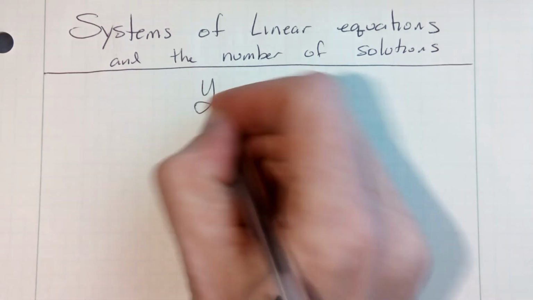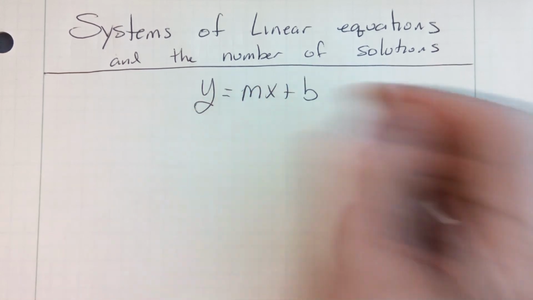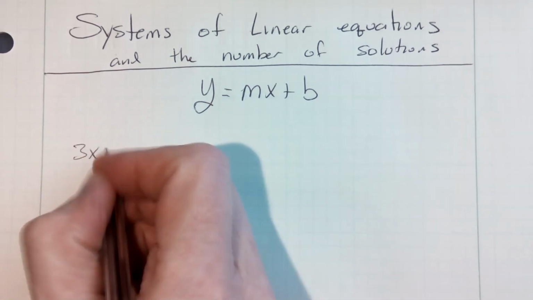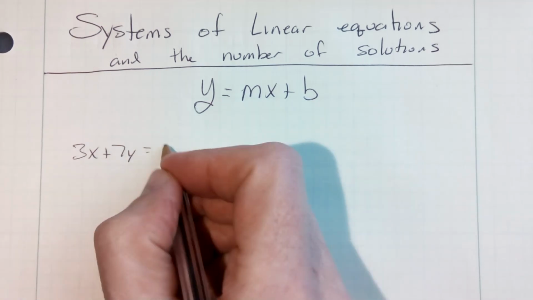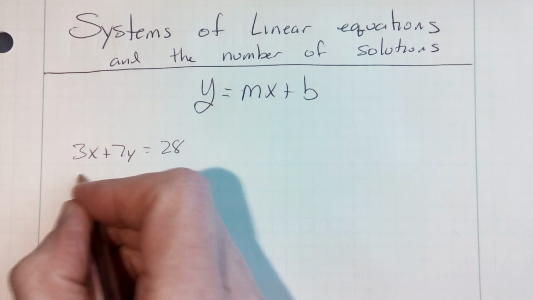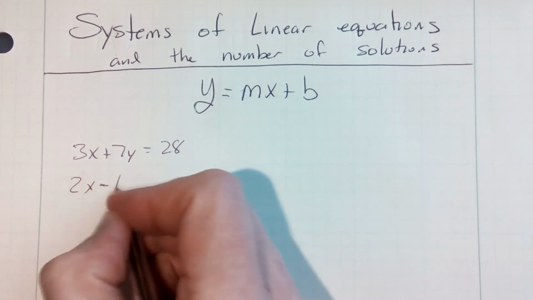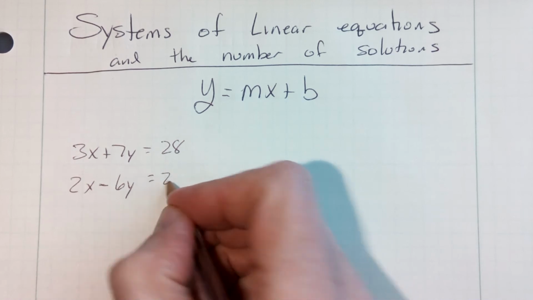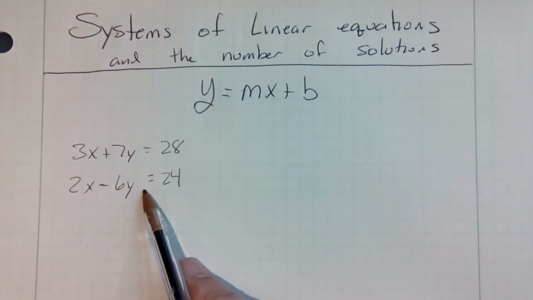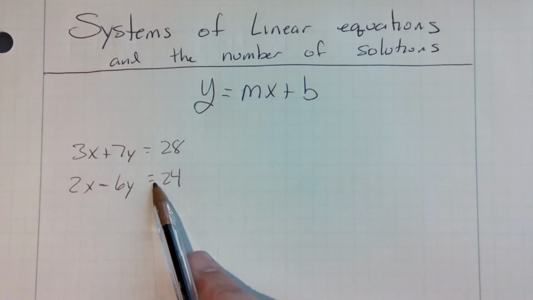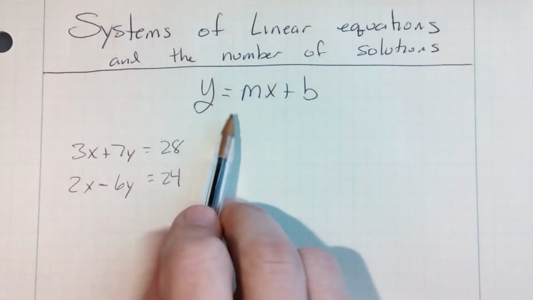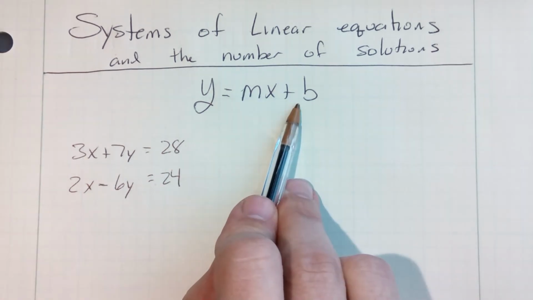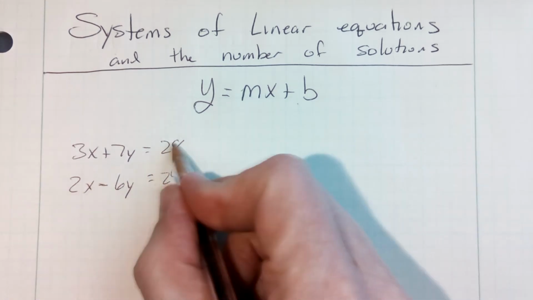But it all comes down to writing your equation in slope-intercept form. Y equals mx plus b. So you might be given two equations like 3x plus 7y equals 28, and maybe another equation like 2x minus 6y equals 24. And you're going to be asked, does that have one solution, no solutions, or infinitely many? What you will do is get both equations into slope-intercept form if they're not already in slope-intercept form. Once they're in slope-intercept form, we'll talk about it. So let's first get these into slope-intercept form.